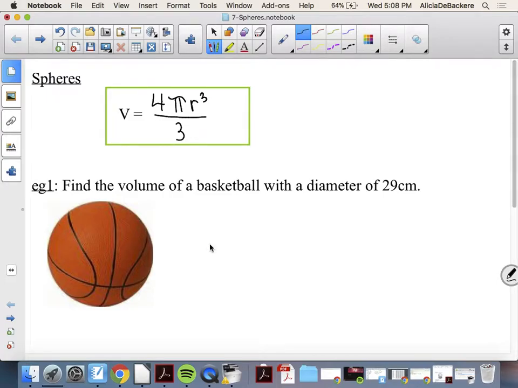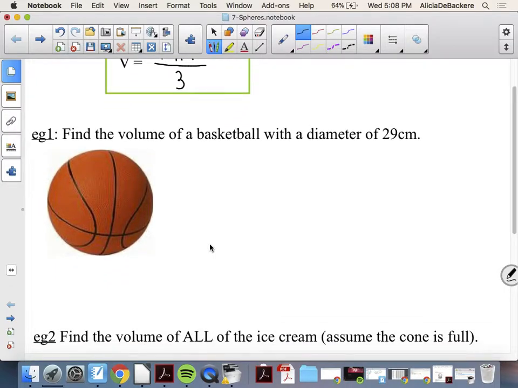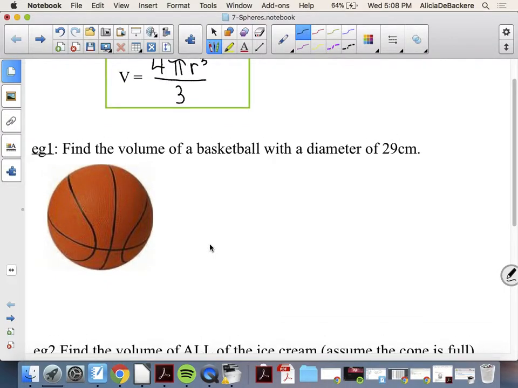In our first example, we're going to find the volume of a basketball with a diameter of 29 centimeters. Now, I notice that my formula doesn't have a diameter, it has radius. So the first thing I'm going to do is figure out what is the radius of the basketball. To do that, I take the diameter, 29, and I have to divide it into 2. So I'm going to type that into my calculator, and I get an answer of 14.5. And the units are the same as the diameter units, so they're also centimeters.